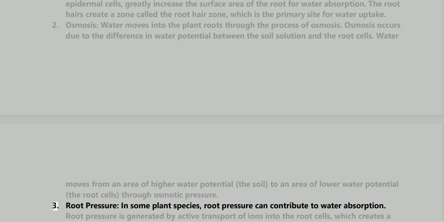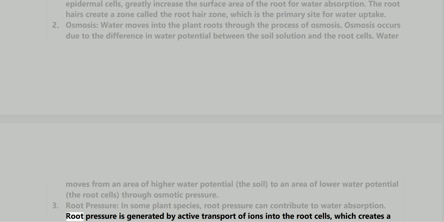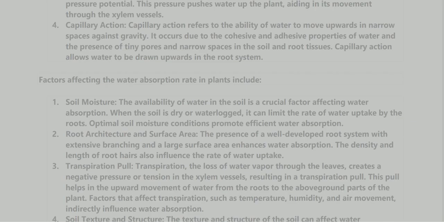3. Root pressure. In some plant species, root pressure can contribute to water absorption. Root pressure is generated by active transport of ions into the root cells, which creates a pressure potential. This pressure pushes water up the plant, aiding in its movement through the xylem vessels.